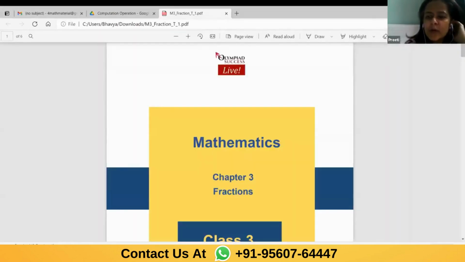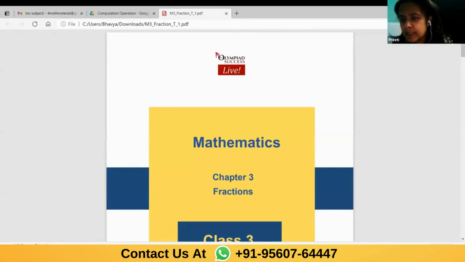Okay, now children, last time I explained to you what exactly a fraction means. What is a fraction, what is a numerator, what is a denominator, how can we figure out the fraction for a shaded part, unshaded part, both. You remember that? Yes, ma'am. So I am going to build up further. Now children, fractions are of different types.